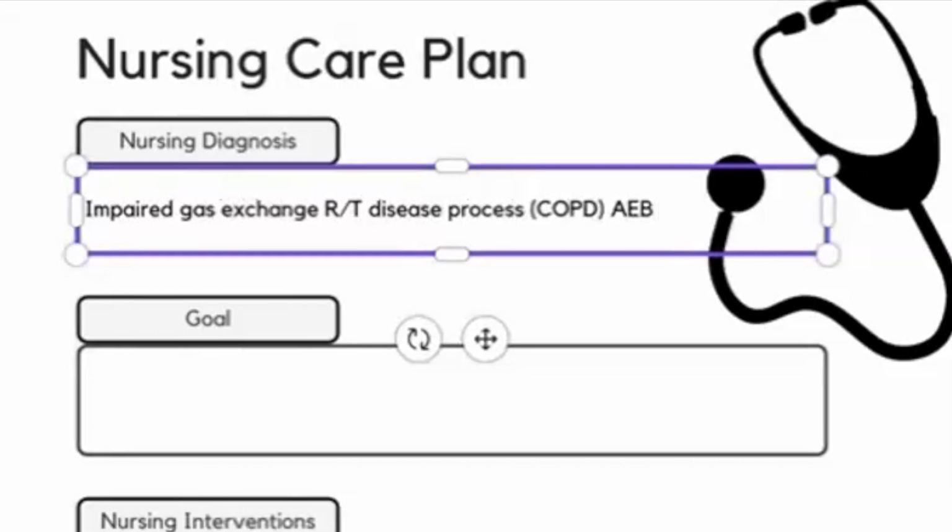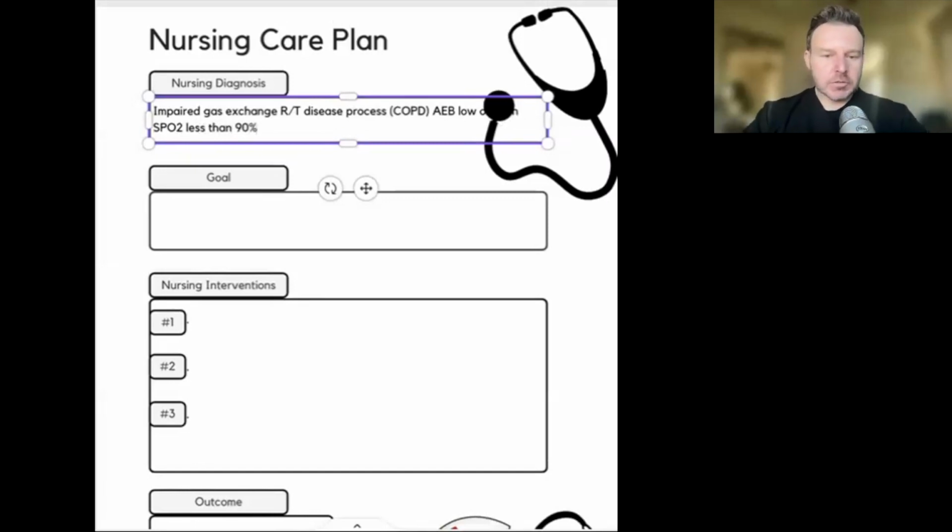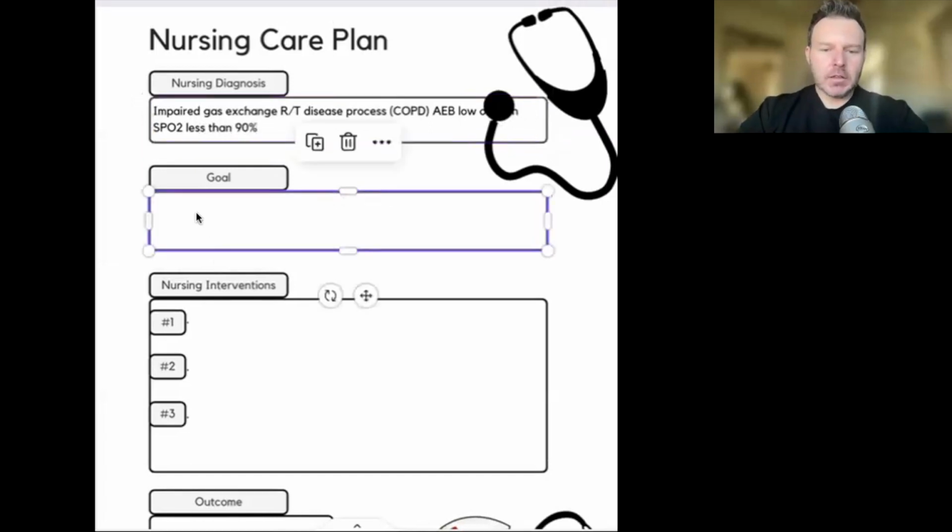So we can use various things here, but based upon that low SpO2 of 78, I'm going to put that. So I'm going to go with low oxygen SpO2 less than 90%. Okay, so we could also have chosen as evidenced by altered breathing pattern, as evidenced by confusion if they're confused, as evidenced by hypoxemia due to that low SpO2. So now let's make our goal.